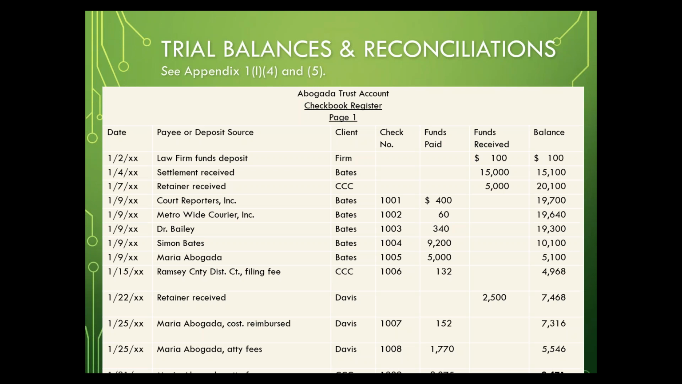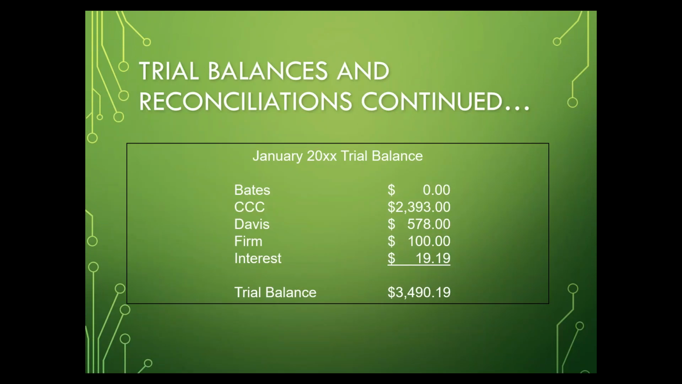When you're drawing the check register balance for purposes of the reconciliation process, obviously look opposite the last entry on the checkbook register for the month in which you're reconciling. In this case, the balance is $3,471. That would be the check register balance that you would work with. Here's a trial balance.